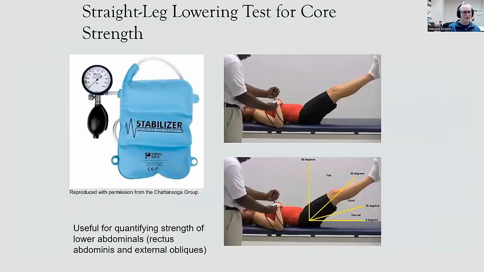Here is one example of a lower extremity core test. This is the straight leg lowering test for core strength. This is useful for quantifying the strength of the lower abdominals, the rectus abdominis, and the external obliques.